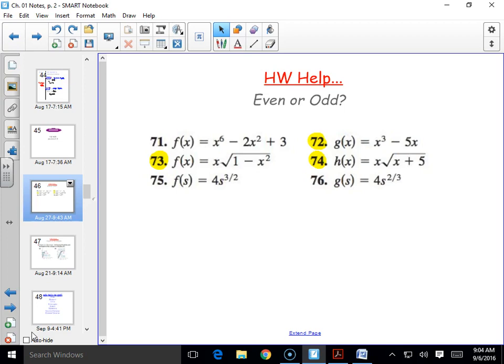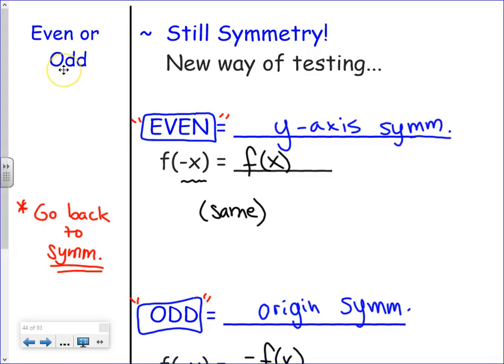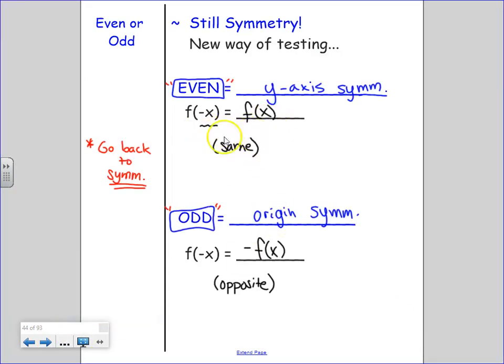So, before we go to what you guys got as answers, let's go back real quick to what it means to be even and odd, right? What it means to be even or odd. Even means I plug in a negative x everywhere, right? Function notation. And if it simplifies to be the same, I can say even, it has y-axis symmetry.